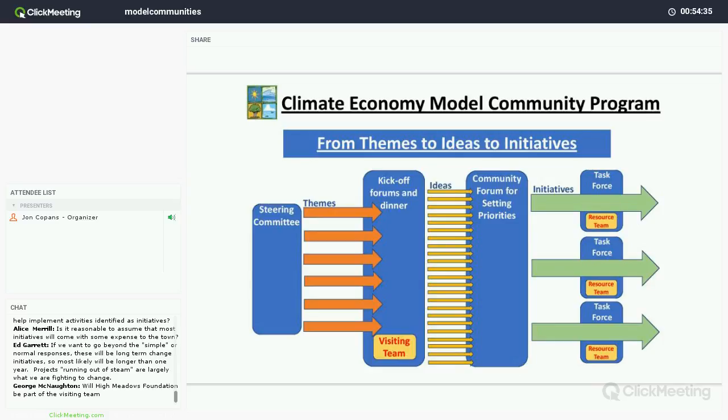When you're working at a business level or a homeowner level, probably not. But when you are working on a community initiative, there may be. But again, that's part of the conversation that happens at the community forum, and the setting of priorities is what is the potential cost of one of these initiatives and what are the potential resources as part of this.